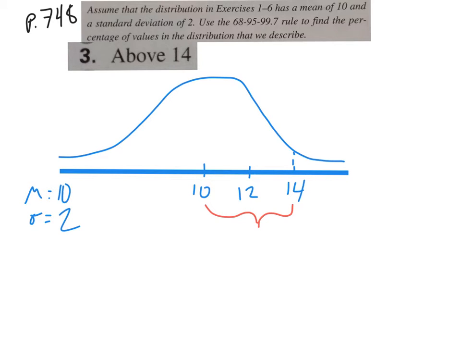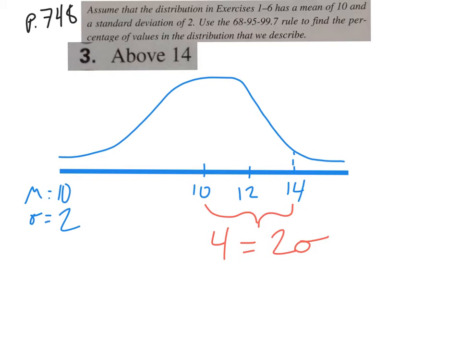Because remember, our rule always depends on how many standard deviations from the mean. Well, this distance is 4, which is 2 standard deviations, right? Because the standard deviation is 2, so 2 2's is 4, basically. So that means we should be thinking about the 95 part of our rule.